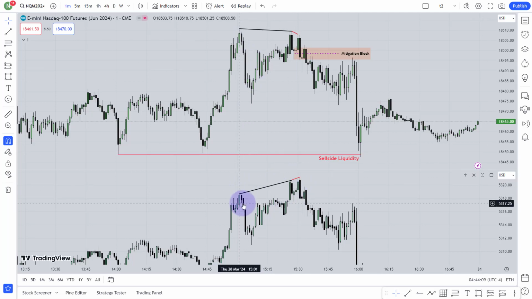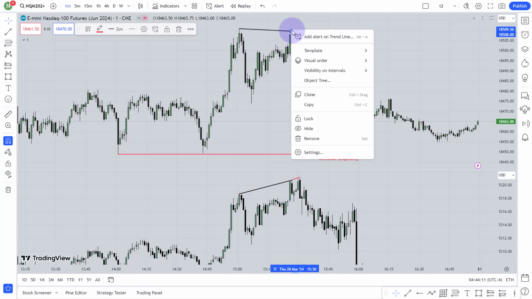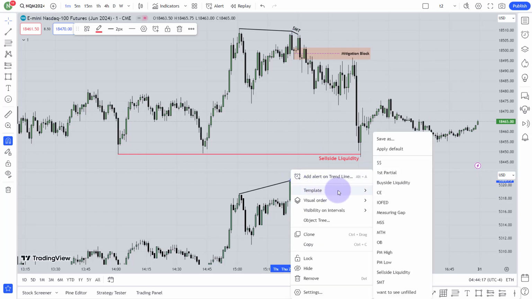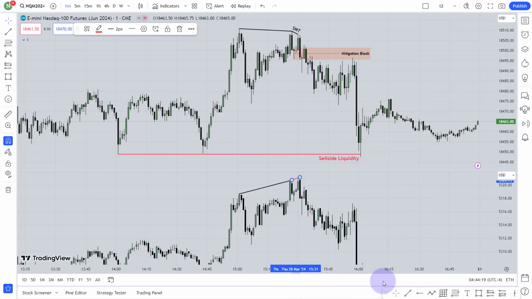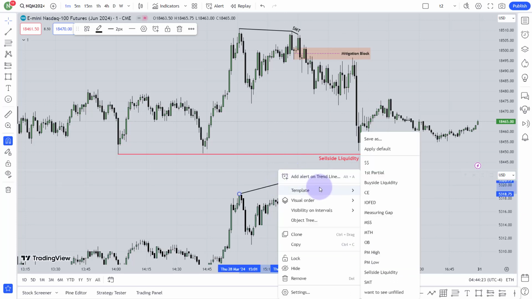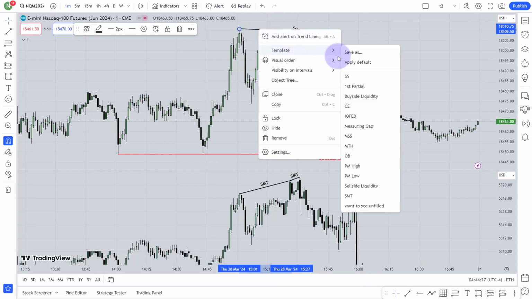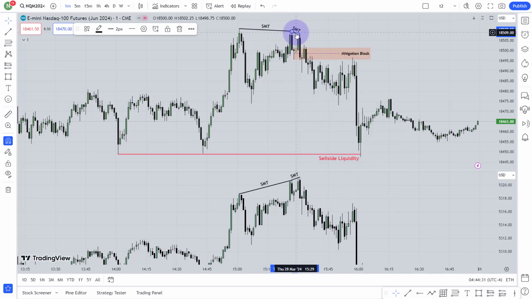I got SMT. So this is my SMT. Sorry, that is my SMT. I got my SMT here. Not that one. Sorry, this one should be the SMT. The first one here and here. When I got the SMT, am I going to take a sell? No, I'm not going to take a sell. Now I will look for the mitigation block.